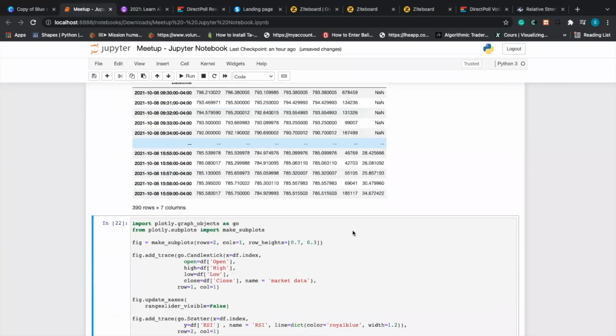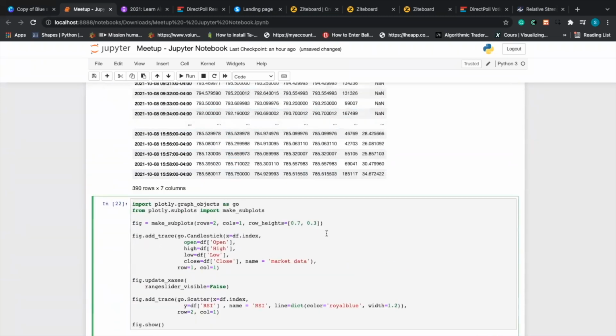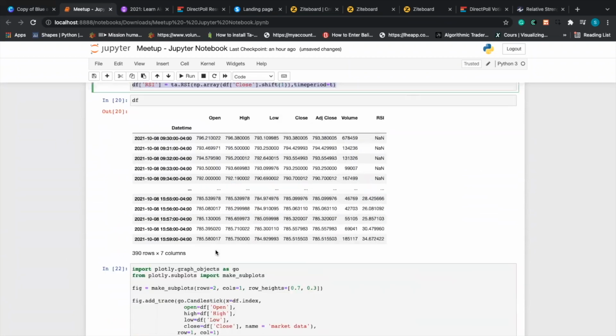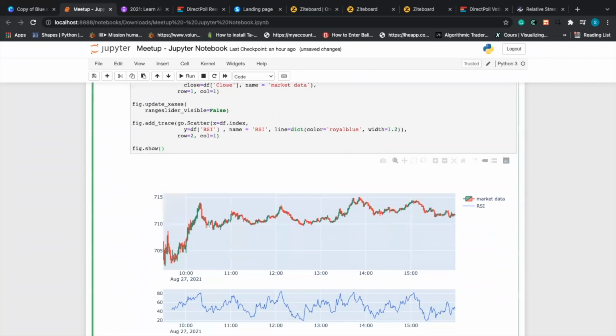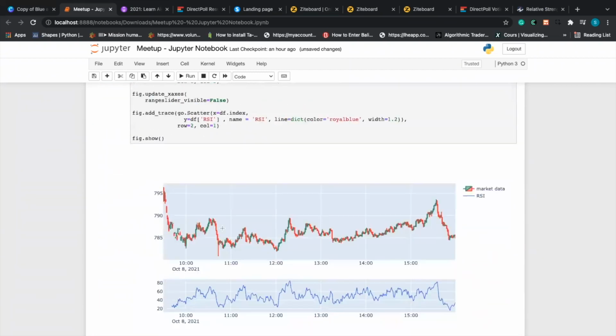Something you can do, for instance, is plot the RSI. I already gave you the code in order to plot it, so let me share the code with you. Now you can plot the RSI on the market.